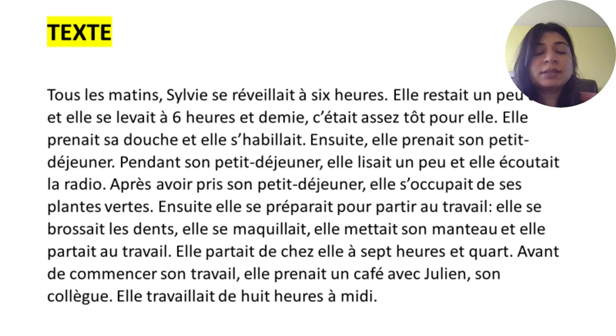So now let's read this text which is written in imparfait. Tous les matins, Sylvie se réveillait à 6 heures. Elle restait un peu au lit et elle se levait à 6 heures et demie. C'est assez tôt pour elle. Elle prenait sa douche et elle s'habillait. Ensuite, elle prenait son petit déjeuner. Pendant son petit déjeuner, elle lisait un peu et elle écoutait la radio.